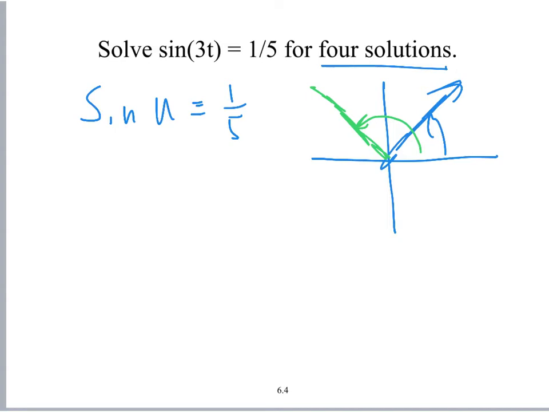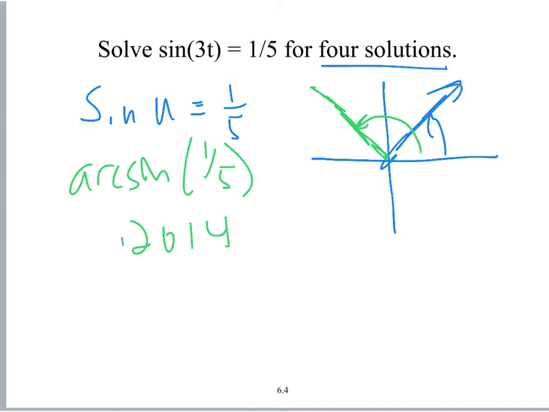And then we've got to find the first four solutions. So we'll do the arc sine of 1/5. I was going to say 0.2. And here I've got to get a calculator. I haven't done this one out yet. Let's see here. The arc sine of 0.2, I'm getting 0.2014 if I round. So that's that reference angle right there.